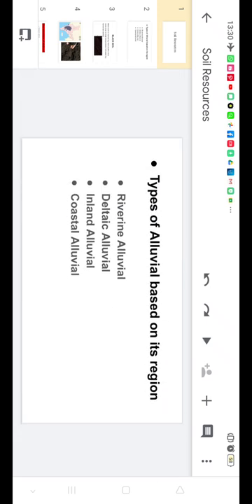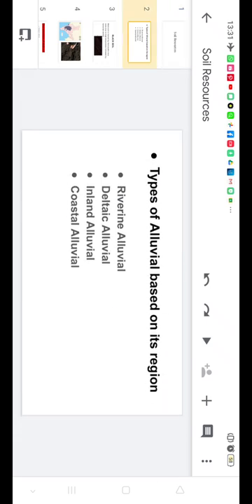Now, next we come to the types of alluvial soil based on its region. Sometimes there are different types of alluvial soil found in different regions. The first one is the riverine alluvial soil. Now children, you can note down this: soil found in the river banks, brought down by the rivers and deposited during flood. So you find the riverine soil near the river banks.